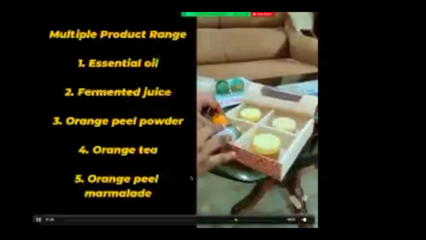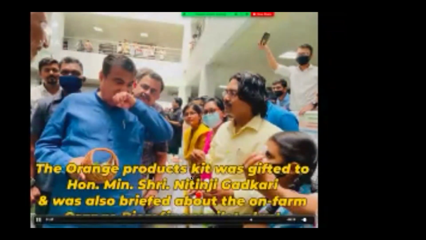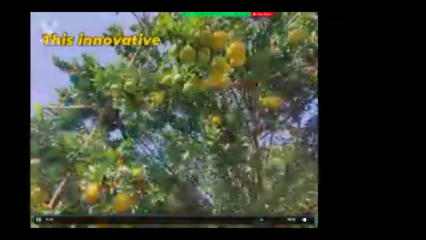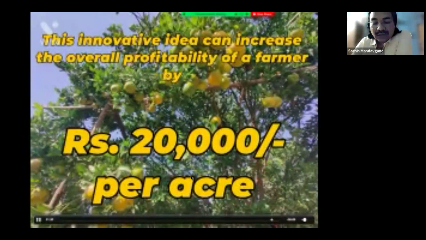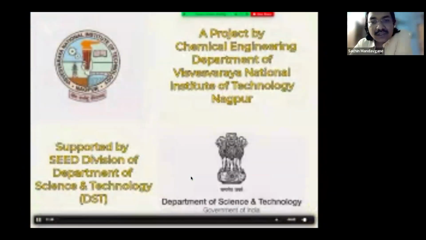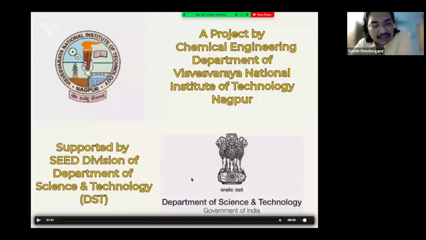So these are the arrays of products which we made. Fine. So the thing that I was talking about is the extraction of oil. Oil, because these oranges, typically Nagpur oranges, unlike Brazil oranges. Brazil is one of the world's largest orange producers.